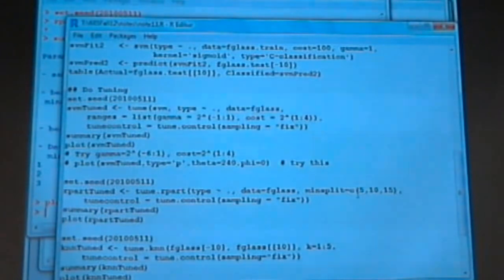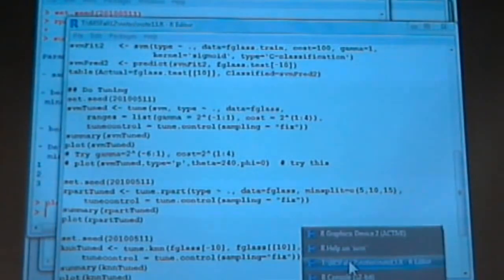Because when I say minimum split 5, there's another parameter setting that the child node should have at least one observation each. Otherwise, we will not split as well. Okay? That's a default. Well, anyway, let's look at the tune result.